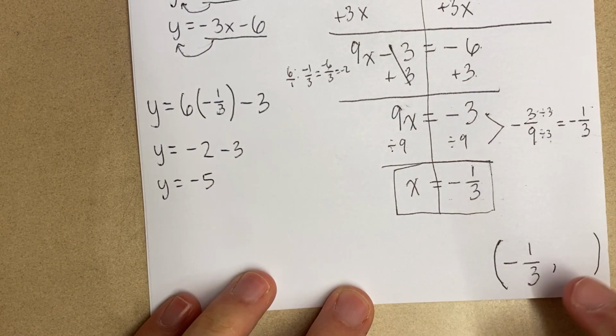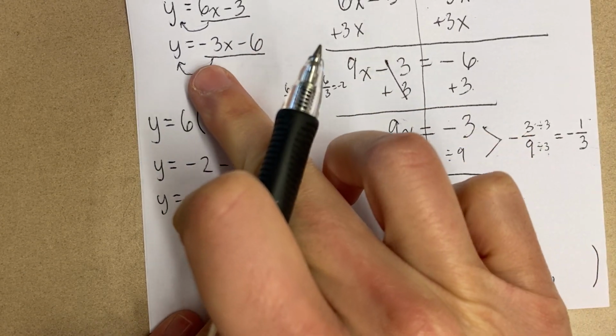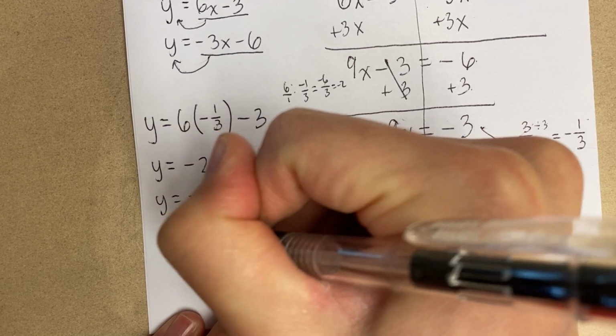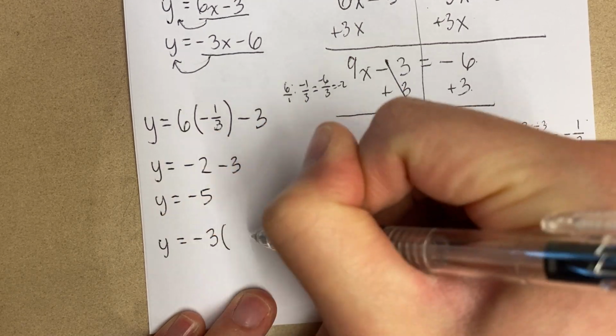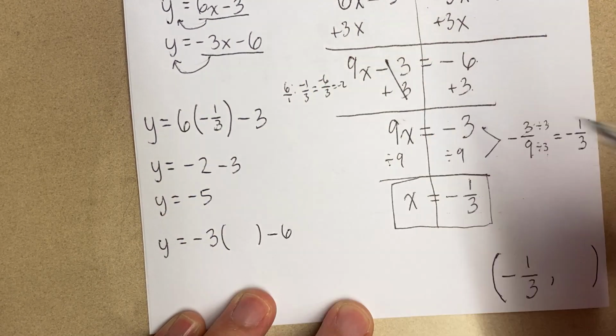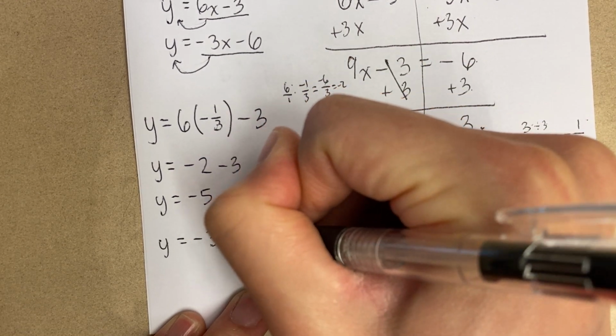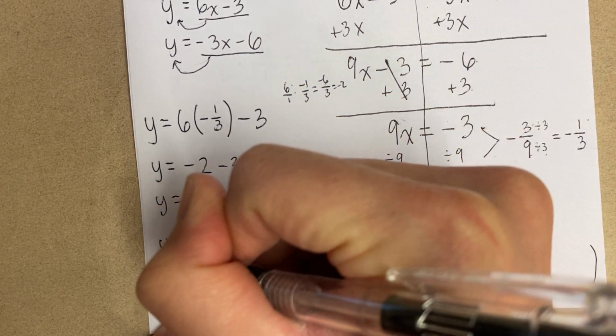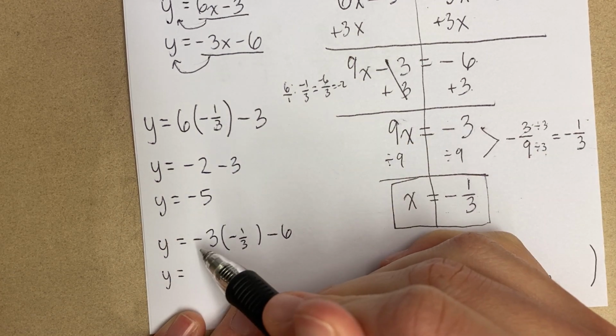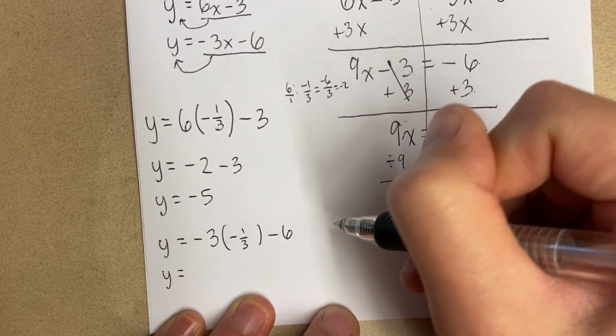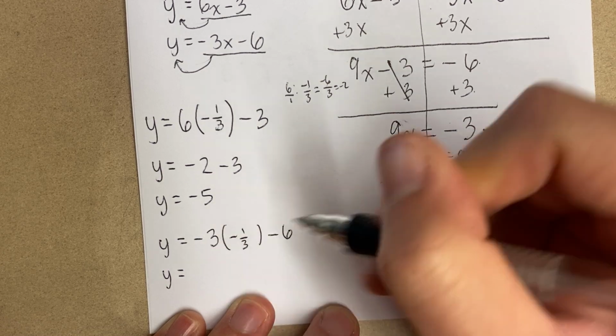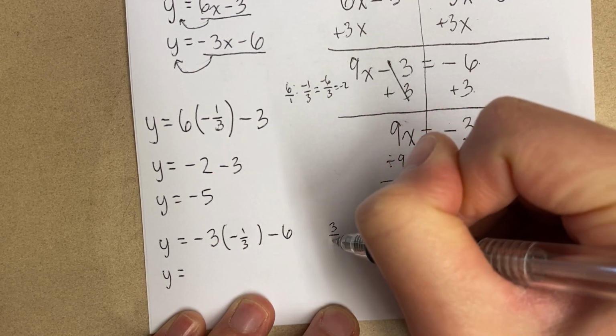Now I know that I'm right if I can plug it here and get the same answer. So here I'm going to write y equals negative 3x minus 6. I'm going to plug in what I got for x. Let's see what I get for y this time. Negative times negative is positive. I'm not even going to worry about the signs. I know that a negative times a negative is a positive.